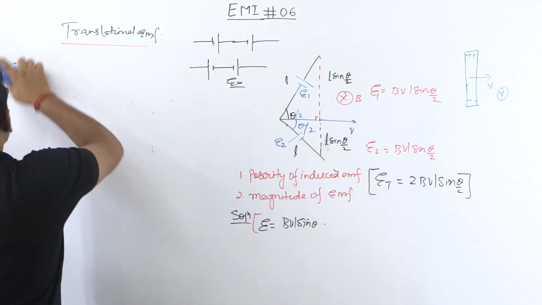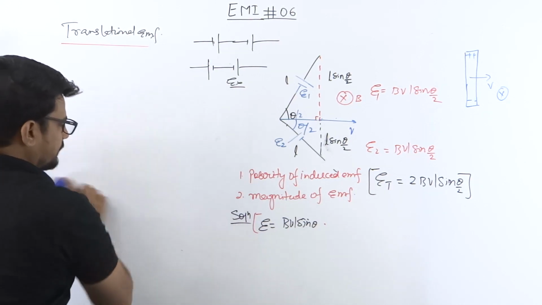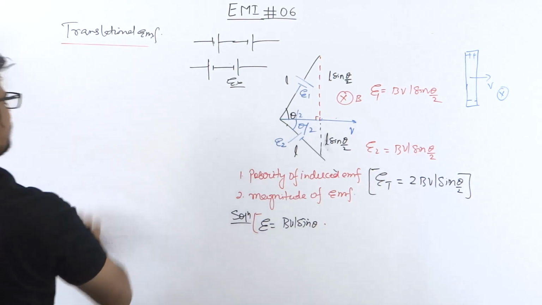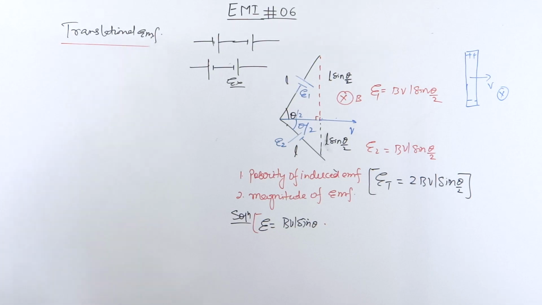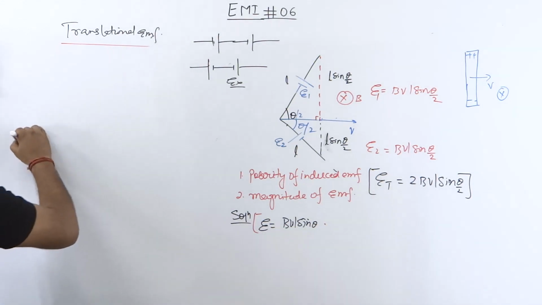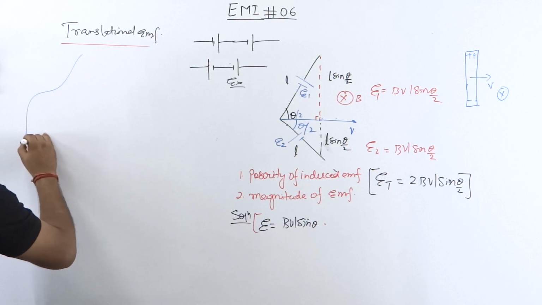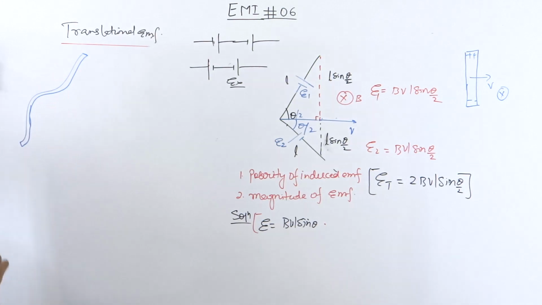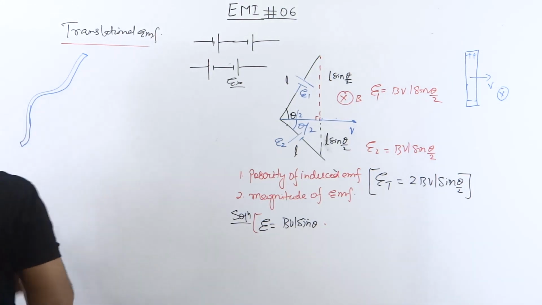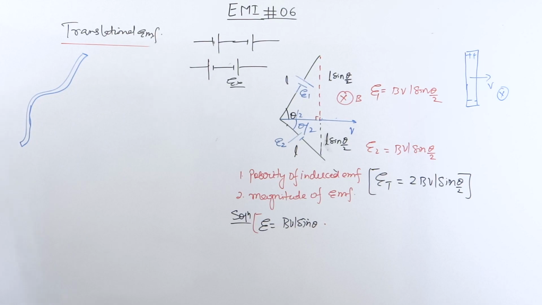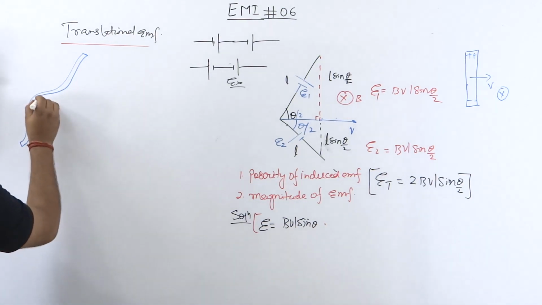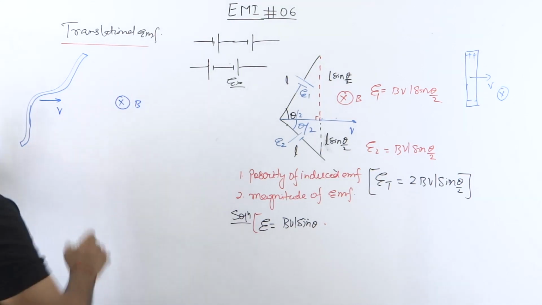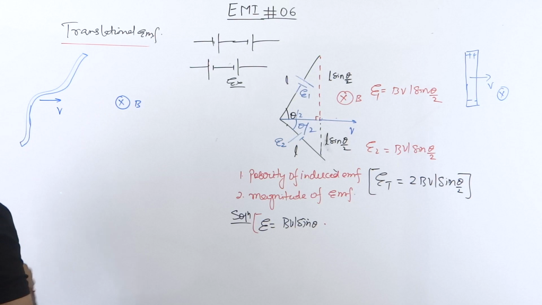Effective for asymmetrical objects with random elements. Look at this carefully, it is very important. Let's say, for example, kids, there is a rod which is very random in shape. Now this is moving, let's say towards the right with a velocity v, and we have a magnetic field B inward to the plane.